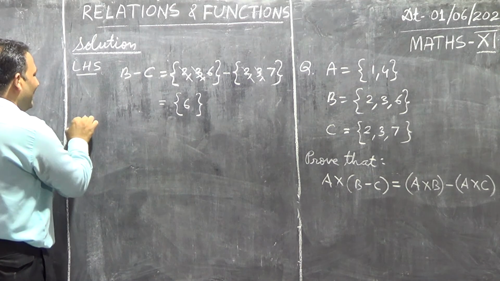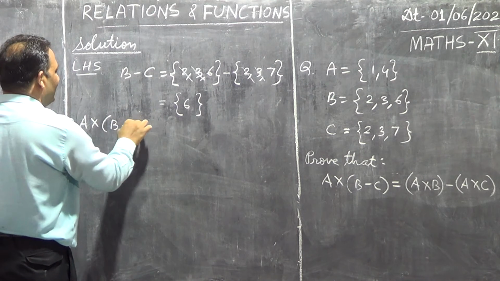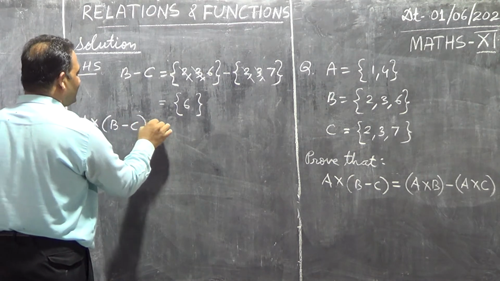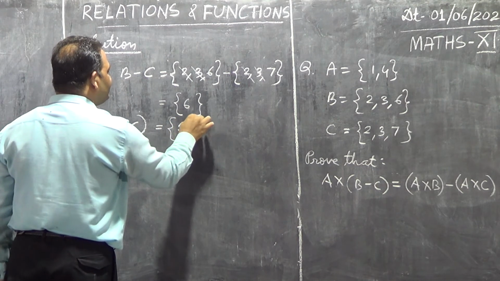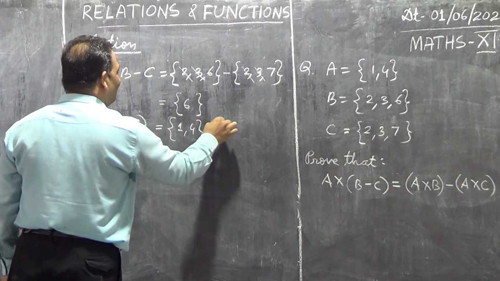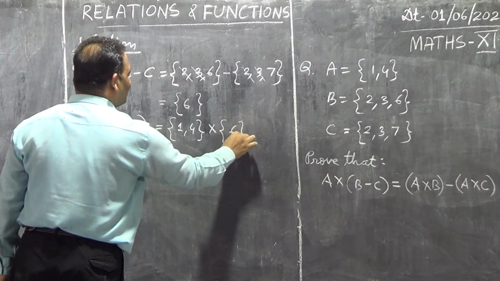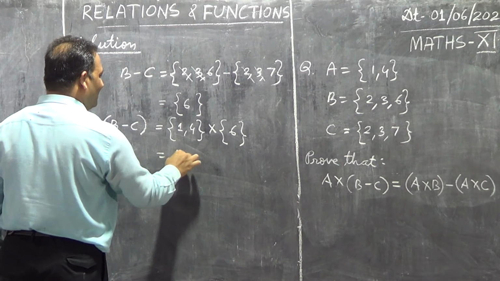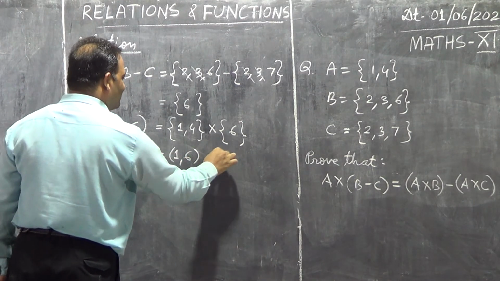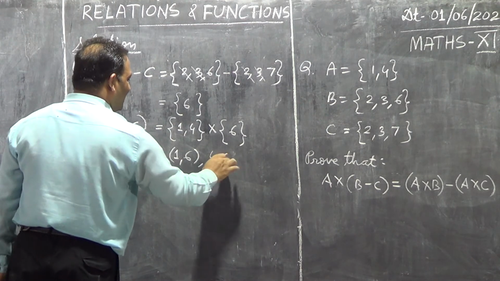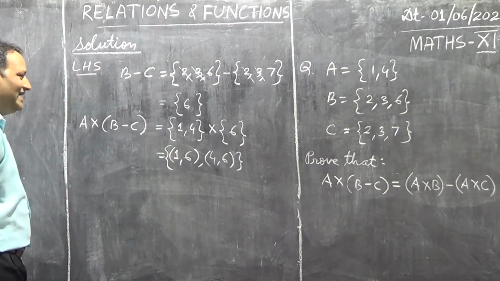Now A cross (B minus C). A is 1, 4 and B minus C is only 6. So we will get the ordered pairs (1, 6) and (4, 6). So there are two ordered pairs only. So this is the result of LHS.